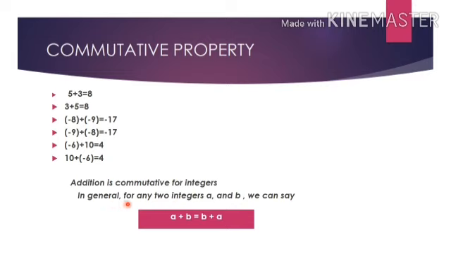Now we can say that addition is commutative for integers. In general, for any two integers a and b, consider any two types of integers, positive and negative, or both of them negative, we get the same answer. It means in general, for any two integers a and b, a plus b is equal to b plus a. 5 plus 3 is equal to 3 plus 5. Minus 8 plus minus 9 is equal to minus 9 plus minus 8. We get the same answers.